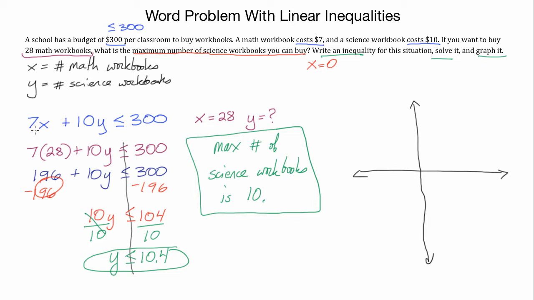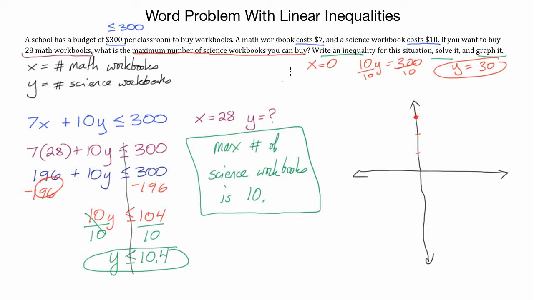So if x is 0, if I put 0 in for x, then I'm going to have 10 times y is equal to 300. If I divide both sides by 10, I end up with a y-intercept of 30. 300 divided by 10 is 30. So I'm going to come up here and say 10, 20, 30. There's my y-intercept of 30.